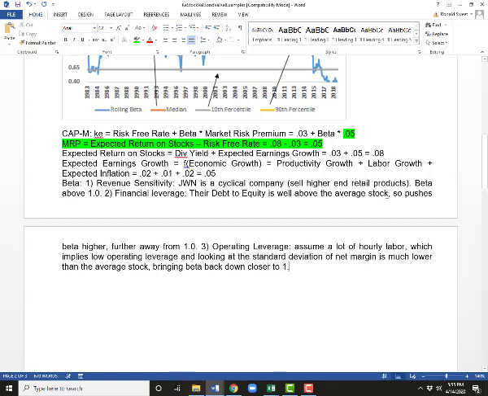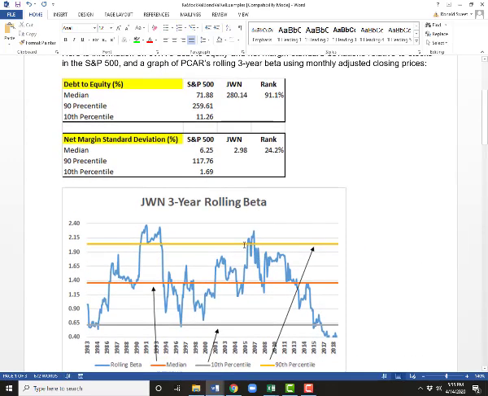So we've got number 2, financial leverage, pushing us up away from 1. We've got number 3, operating leverage, pushing us down closer to 1. So number 4, we look at the history. And what does the history imply for us? So when you look at the history chart, you notice their median is 1.4.